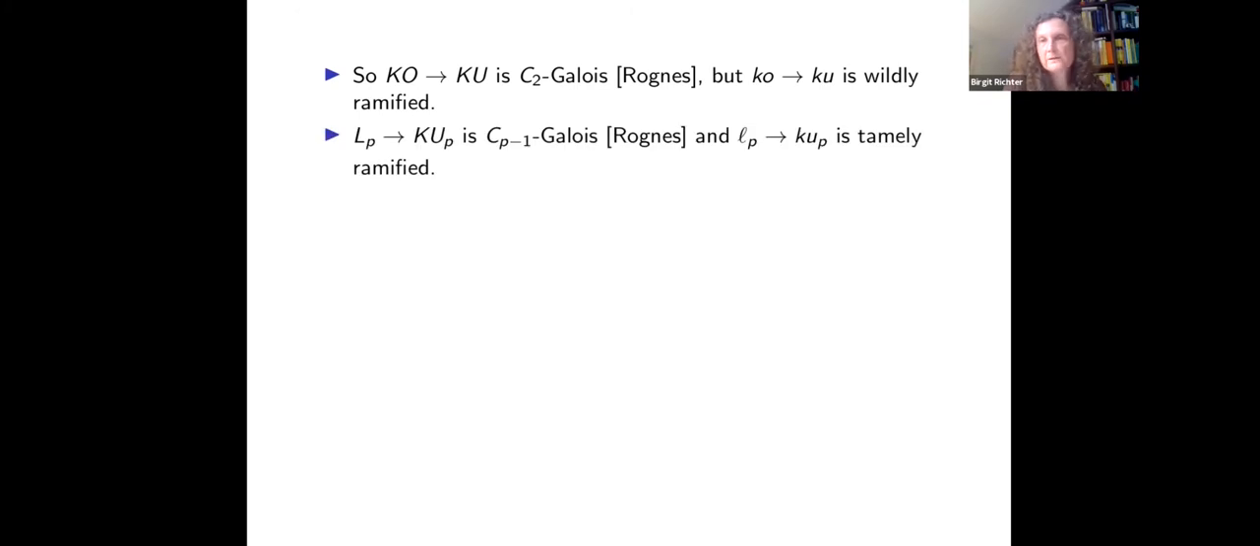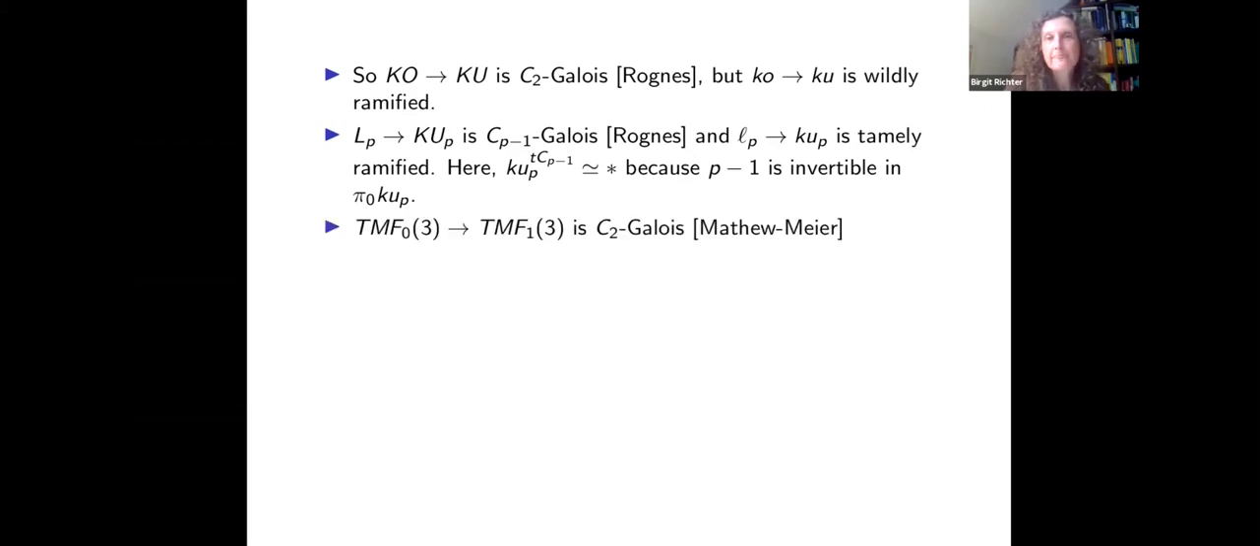If you split complex K-theory at an odd prime, this gives you a C_p-Galois extension, and the corresponding extension on connective covers is tamely ramified. Well, here this is just dumb because the group order is invertible. You don't have to do anything here. It just falls off.